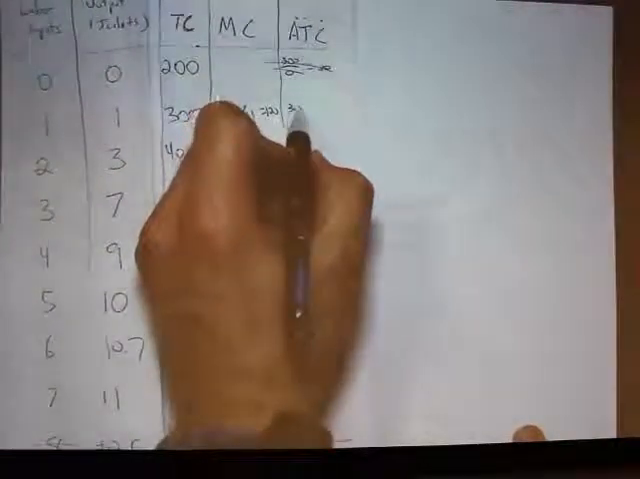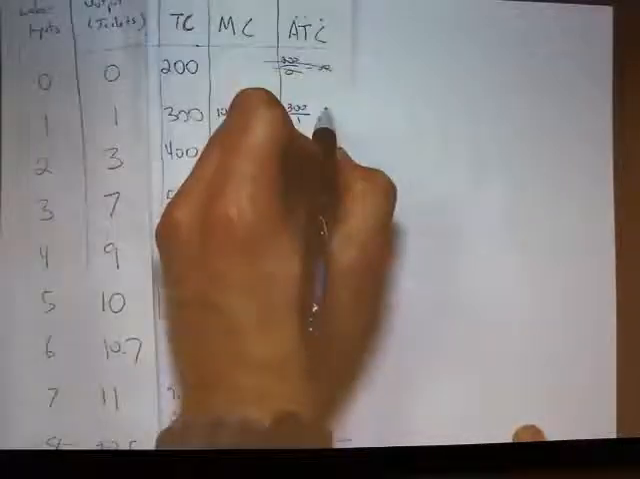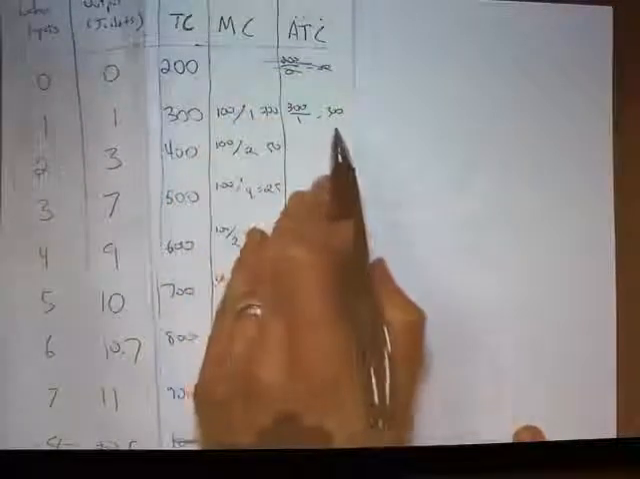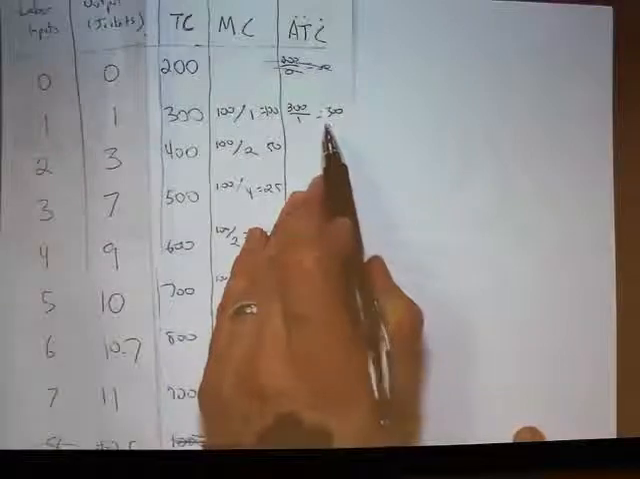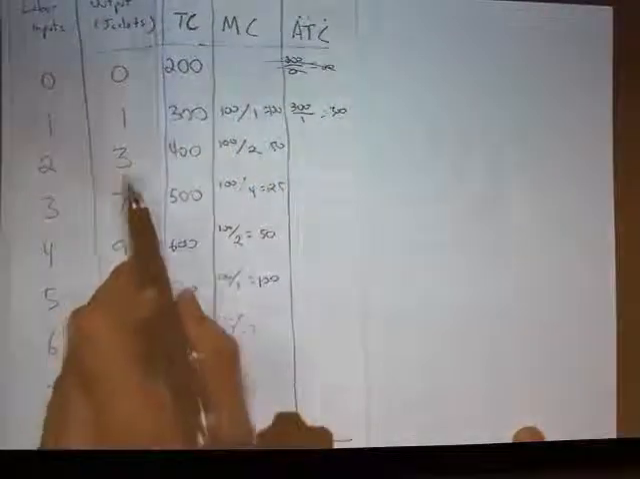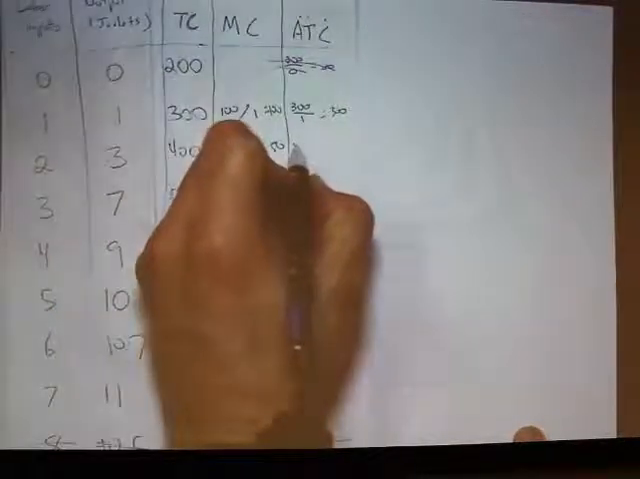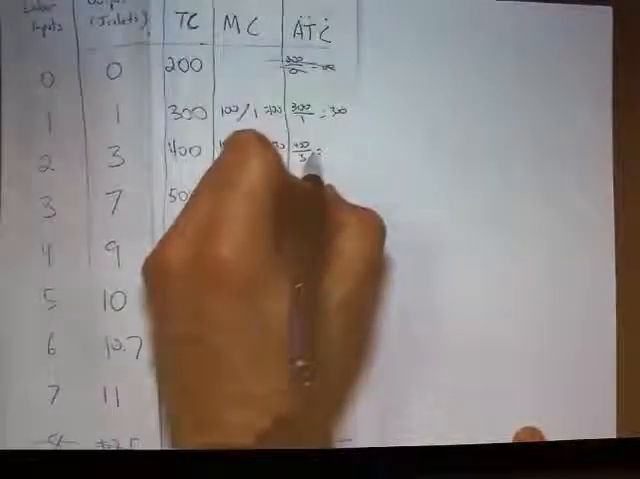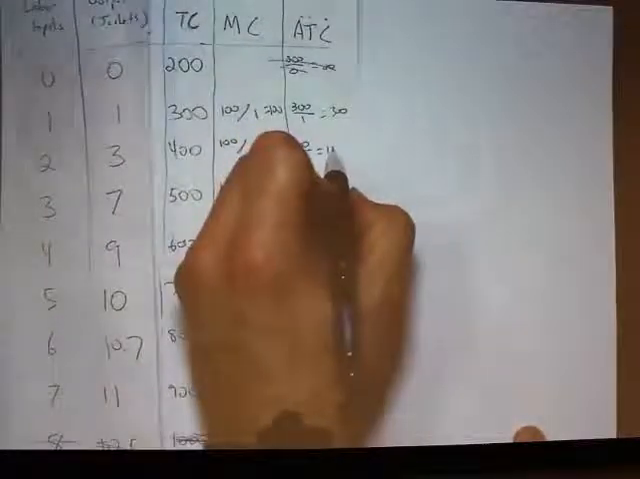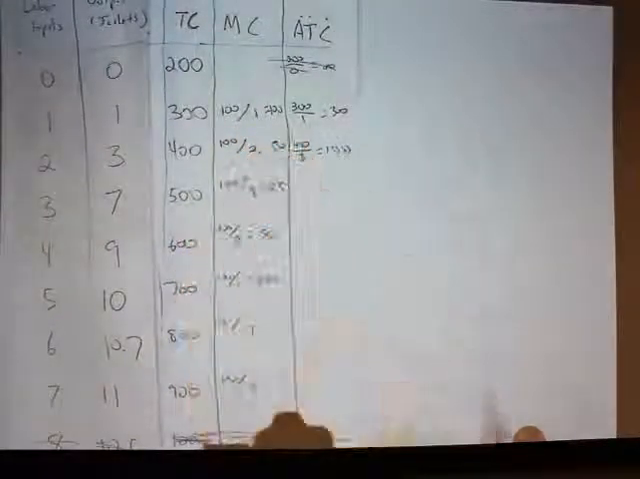So total costs are 300. We have 1 unit of output, so average total costs are 300. The cost per unit is 300. What about when we have 3 units of output? Total costs are 400. We're producing 3, and so this is 133.33. That's the cost per unit.